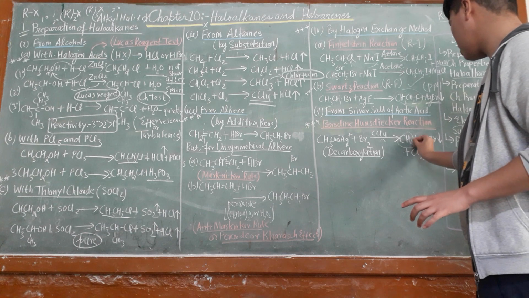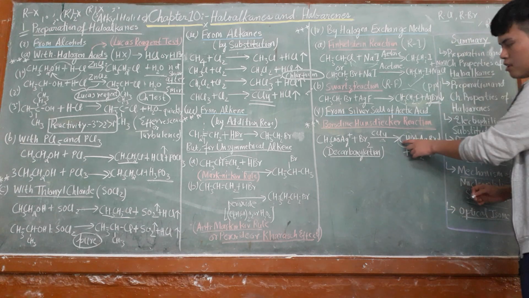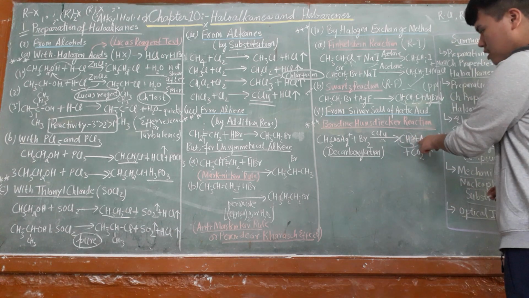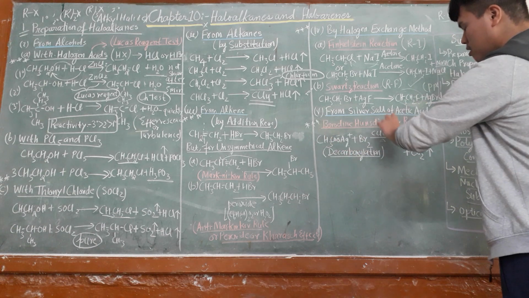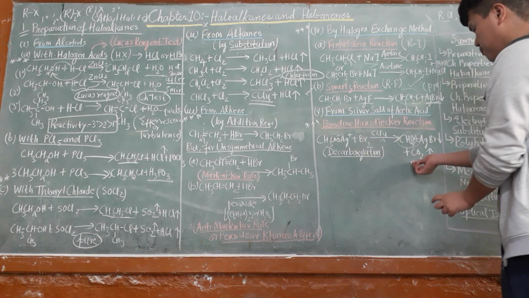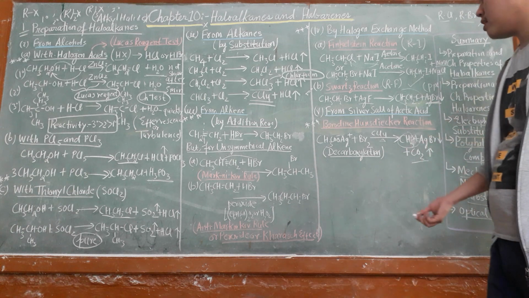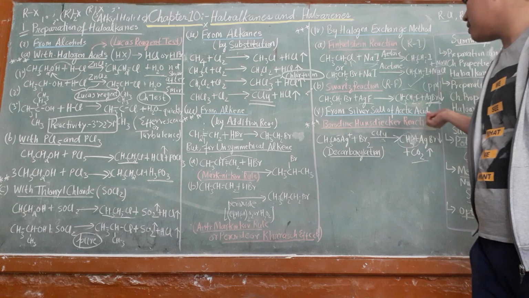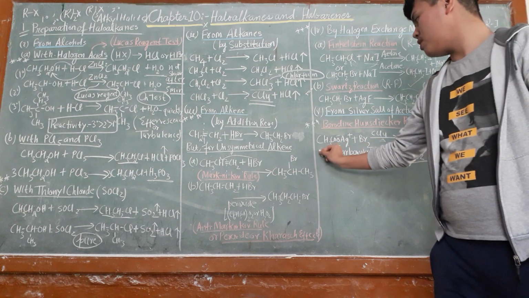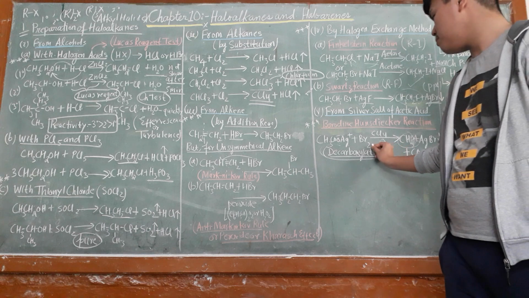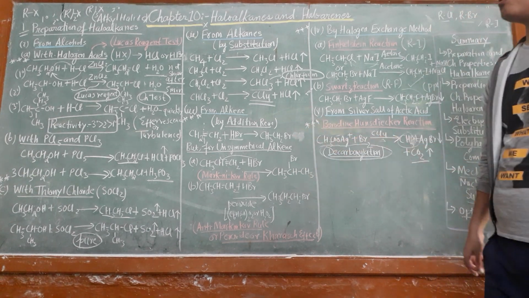CH3Br. You are getting CH3Br. Here one carbon is reduced because one carbon is removed in the form of CO2, plus AgBr as the side product. This is the Hunsdiecker reaction. Since CO2 is removed, it is sometimes also called decarboxylation, because de means to remove and carboxylation means CO2, so we are removing CO2.